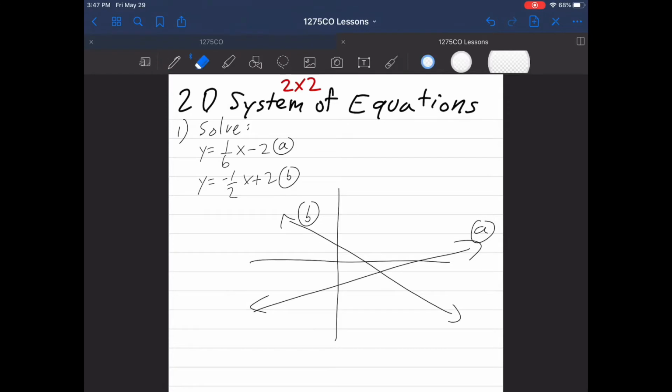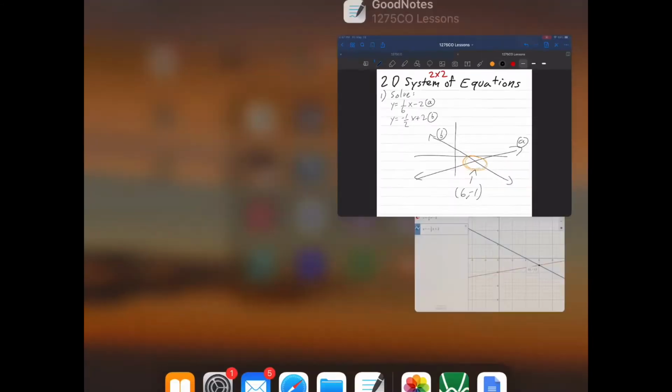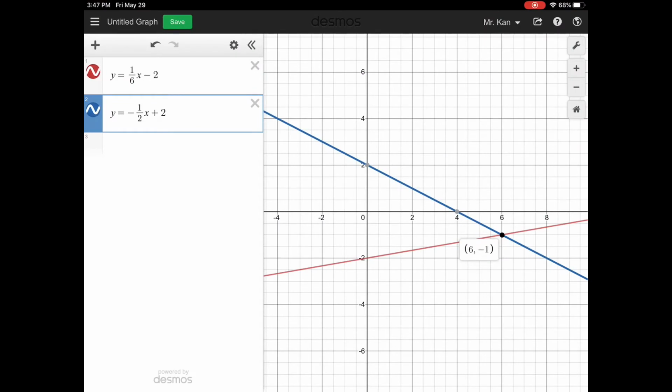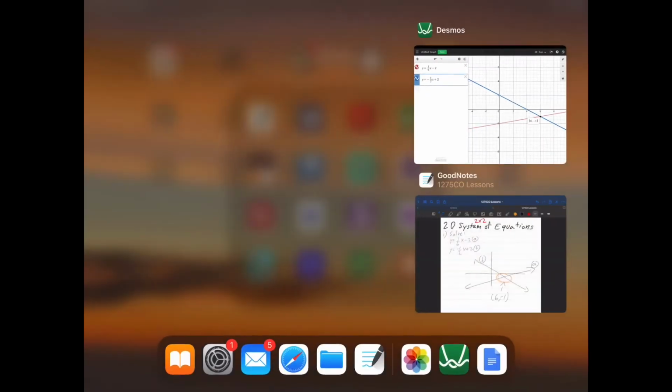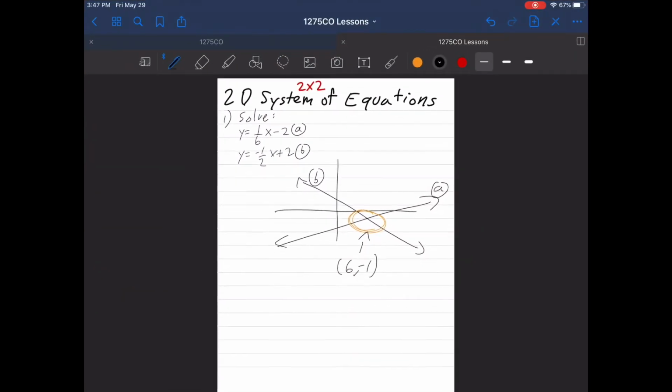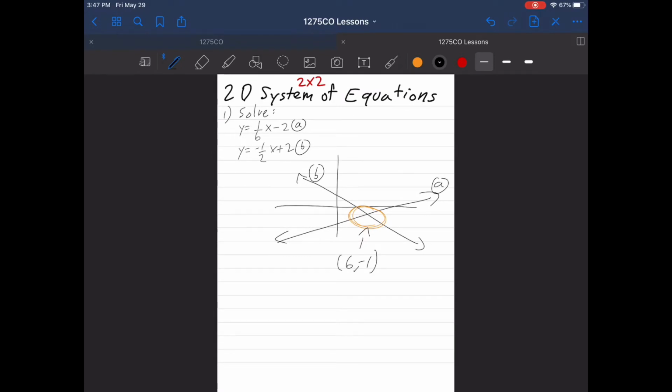And what we're trying to find when we solve a 2-by-2 system of equations is this point right here, the point of intersection, which in this case is going to be 6, negative 1. If we go on to Desmos, we can see that point of intersection at 6, negative 1. So one viable way to solve a 2-by-2 system of equations is to graph both of these lines.